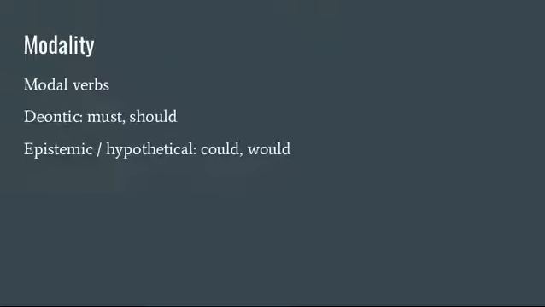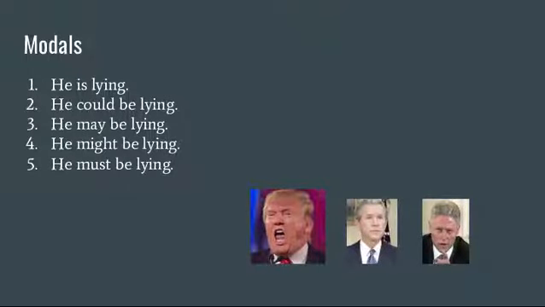Now let's look at these statements. Think about whichever president you don't like. Bill Clinton, George W. Bush, Donald Trump, all have been guilty of lying. What's the difference in these statements? He is lying, he could be lying, he may be lying, might be lying, must be lying. The first one, he is lying, that's pretty easy. It's a factual statement, indicative.